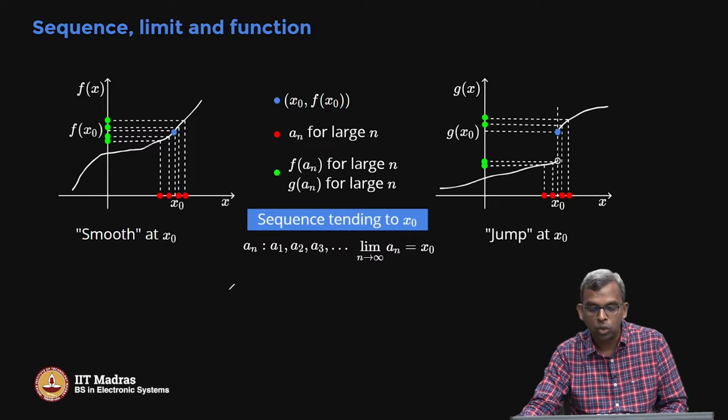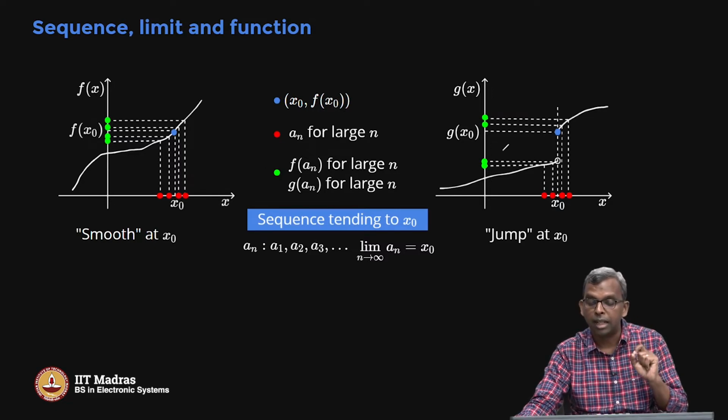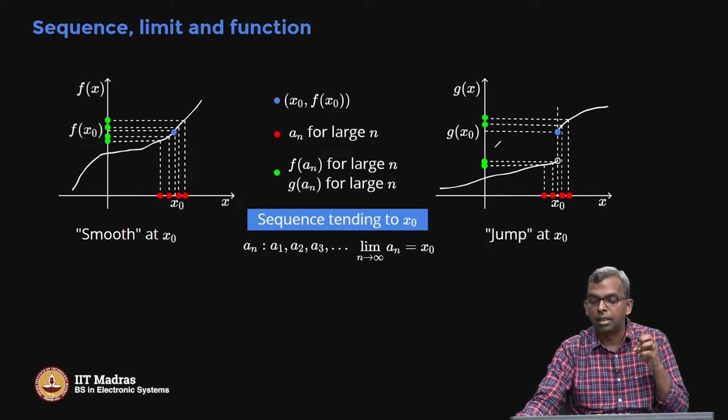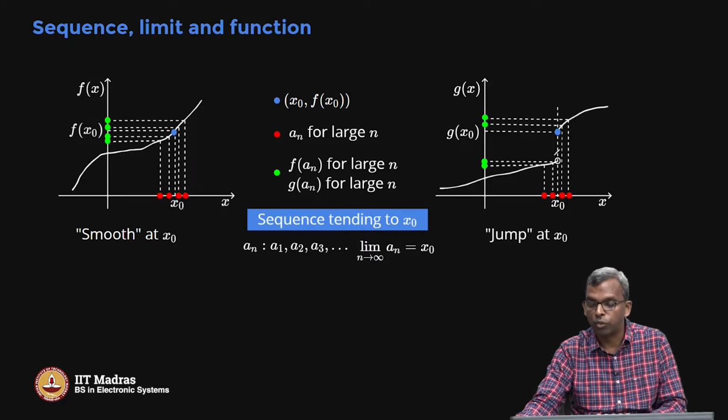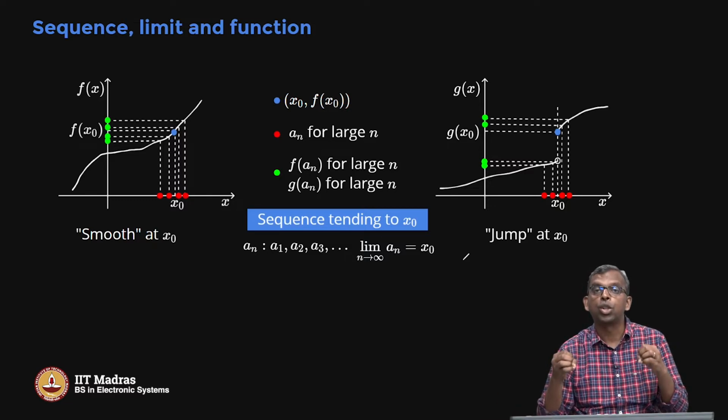Okay, so it looks like this idea of taking a sequence tending to x naught and looking at what happens to it when that sequence is hit with this function f, and then seeing if there's a separation or not, could capture the notion of continuity very nicely. So the notion of smoothness in the function, whether there is a jump or not, is being captured very succinctly and cleanly by this phenomenon.